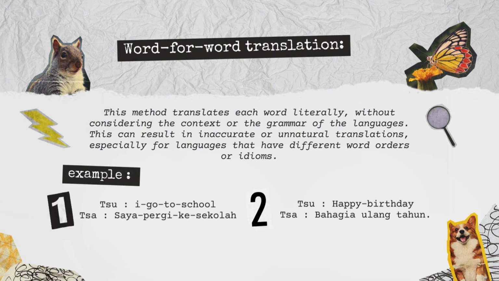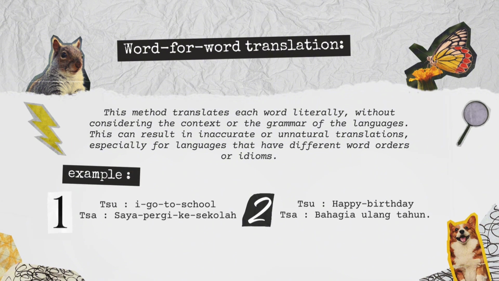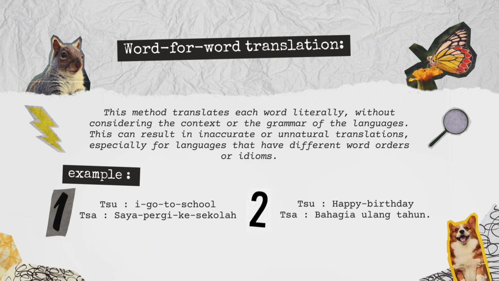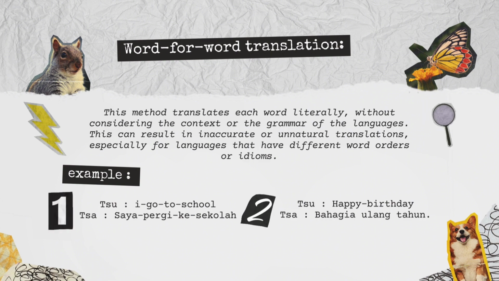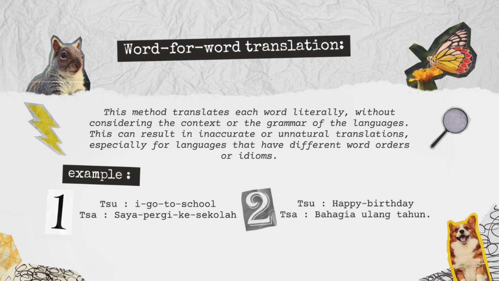For example, in the first example, I go to school. If we use the word for word translation, it becomes "saya pergi ke sekolah." Another example, happy birthday. If we use the word for word method, the meaning of happy birthday will become "bahagia ulang tahun." Why is the meaning not "selamat ulang tahun"? Because the word for word method translates the words as their real meaning.